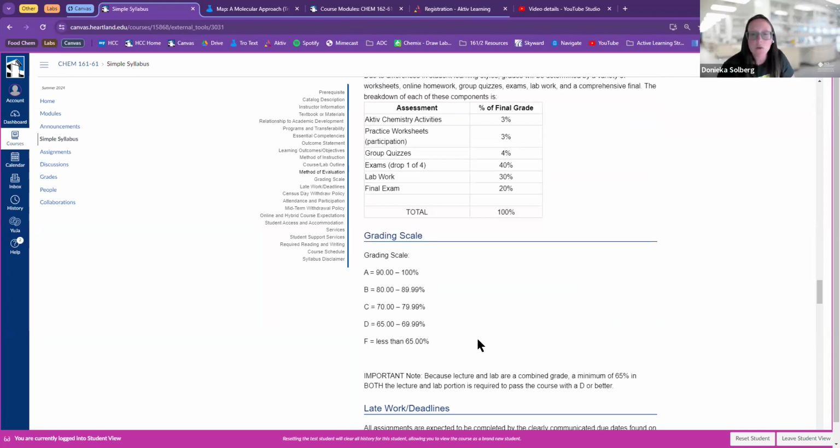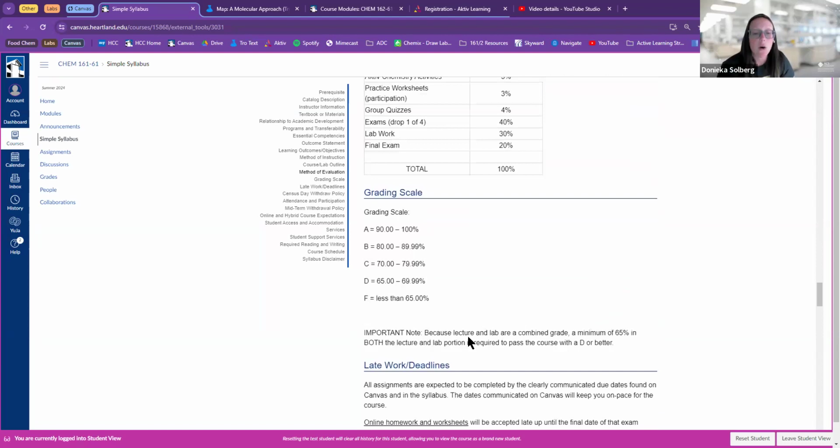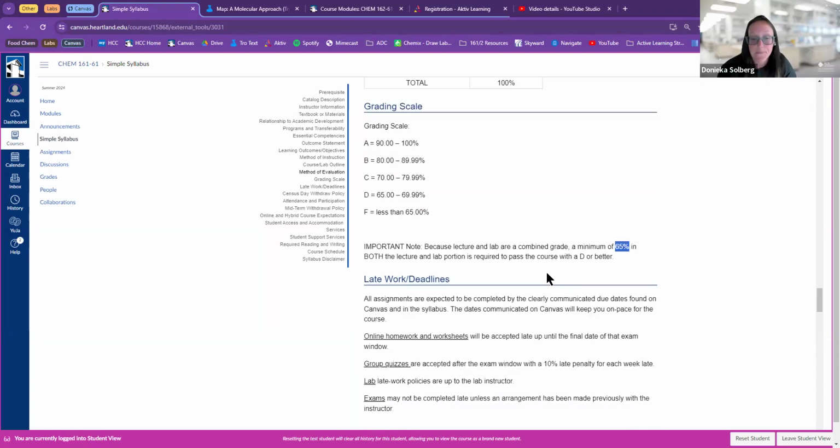I'm not going to round you. If you're at a 64.5, it's not happening. Okay, you need to earn your grade in this course. You also have to pass both lecture and lab, meaning if you do not get a 65% in lab, but maybe your lecture grade is a B or something, so it would average out, you still can't pass the course. You have to pass the lab portion also, okay, 65% in both.